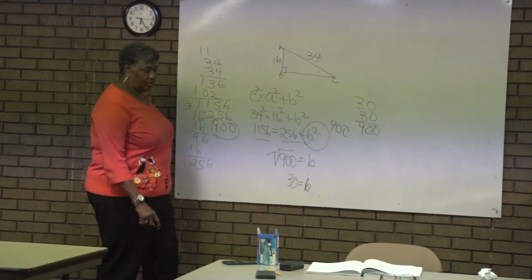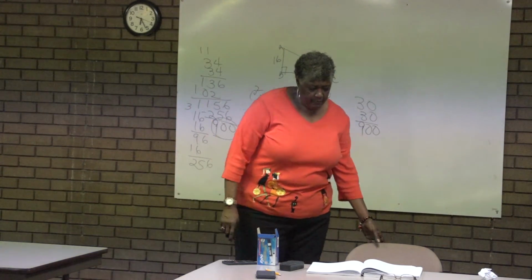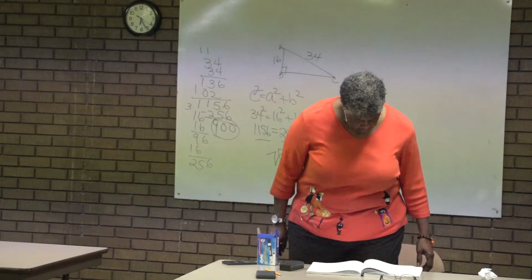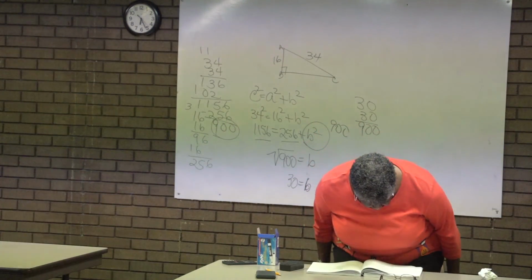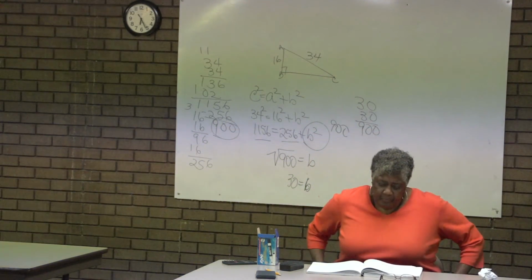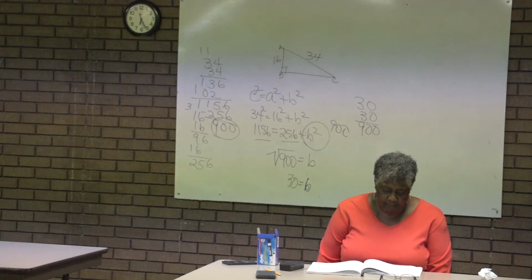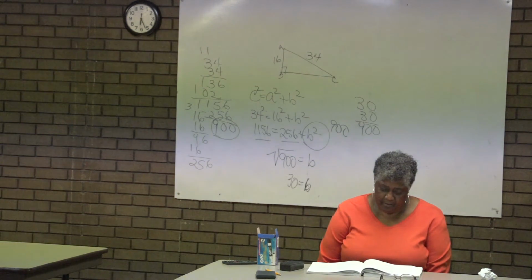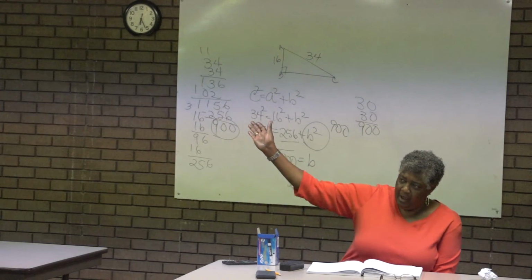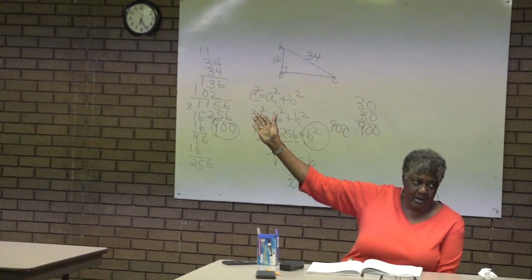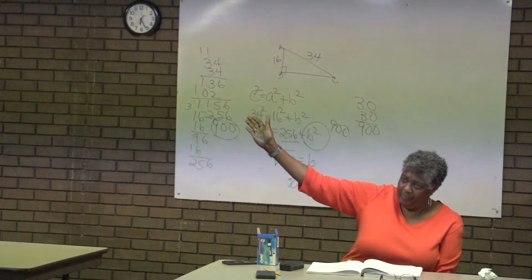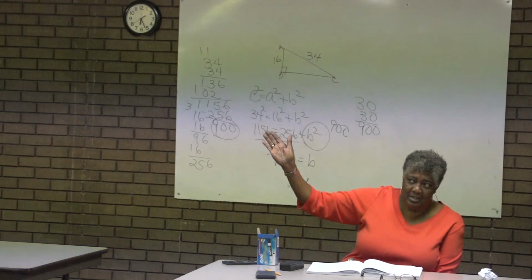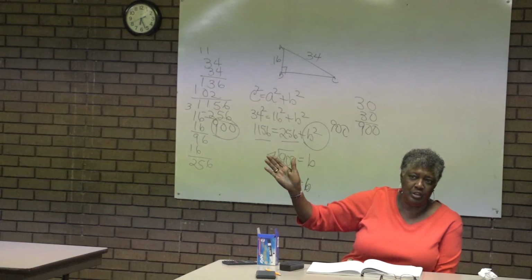Okay, let's do this last one on here. They give you a lot of them like this. Number 8. It says a 17-foot ladder just touches the bottom of a window. 17-foot ladder. What does that ladder make in that triangle? It makes the C, doesn't it? You see what I mean?